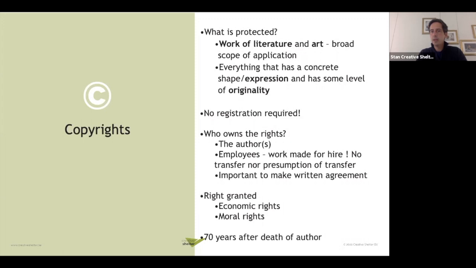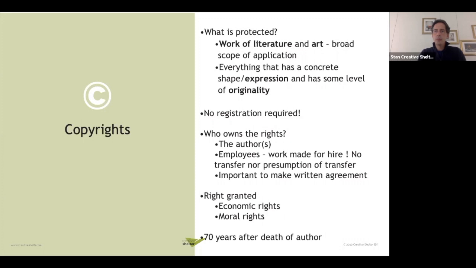It needs to be a concrete shape. So you have to create something. An idea is not protected by copyright. You have to really materialize your idea. So you give it a certain expression. And this expression needs to be original. And original is actually the key term here.